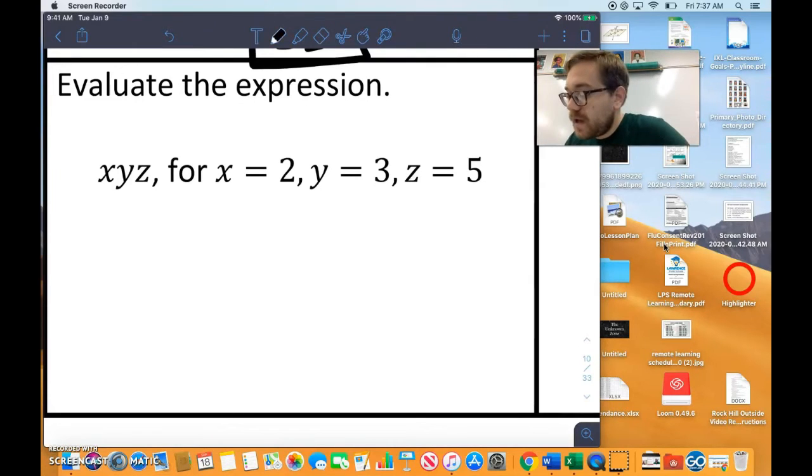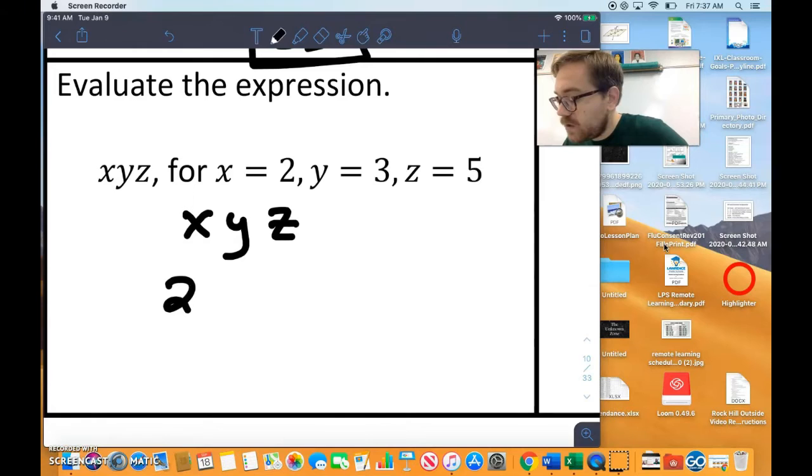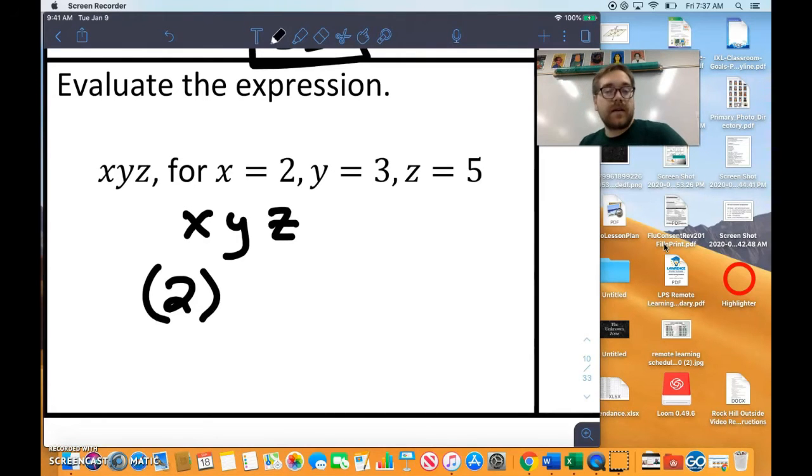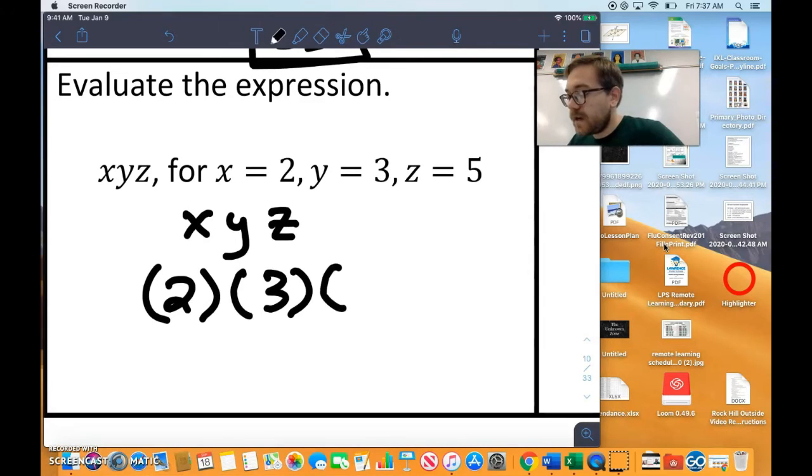So I have x times y times z. Let's replace x first. If x is equal to 2, then I can plug in 2. And you could put it in parentheses there to remind you that it's separate from the others. If y is equal to 3, then I can plug in 3. So it's 2 times 3. And then z is equal to 5, so I plug in 5. And remember, the parentheses is just reminding me that all of this is being multiplied. If you just have a single number in parentheses, it's being multiplied with what's outside of it.